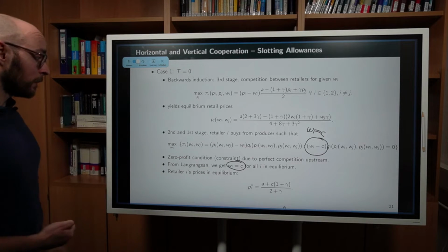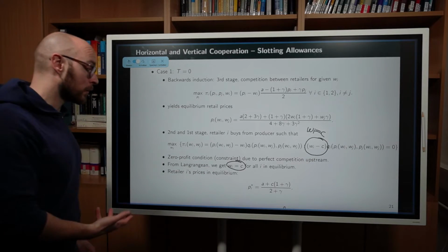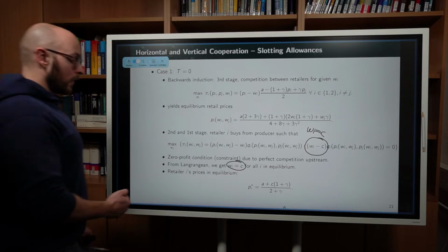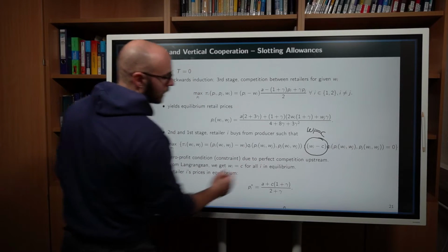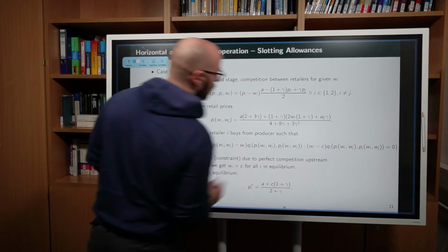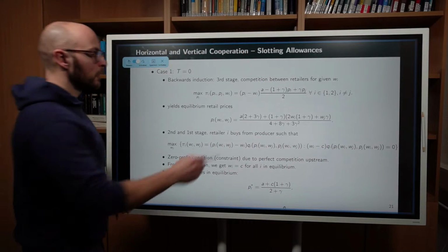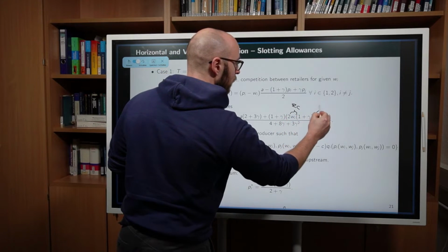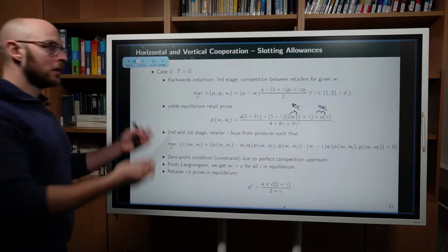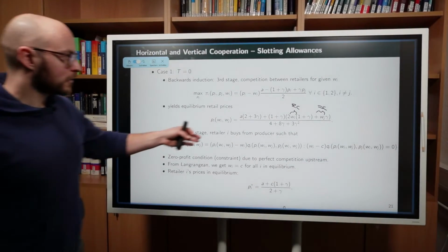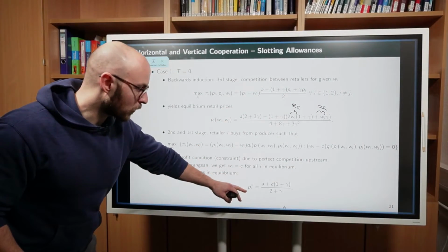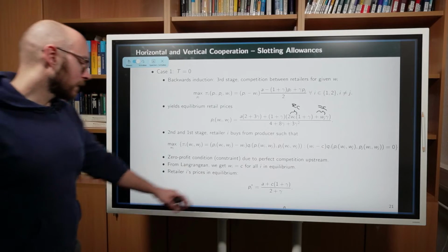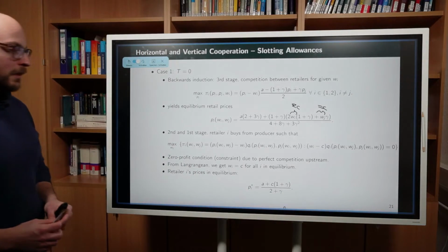And what is the price upstream? The price upstream is the wholesale price. So, anticipating that the wholesale price will be equal to marginal costs, we can substitute C here, simplify the function, and we will arrive at this point here. And that's retailer I's price in equilibrium.